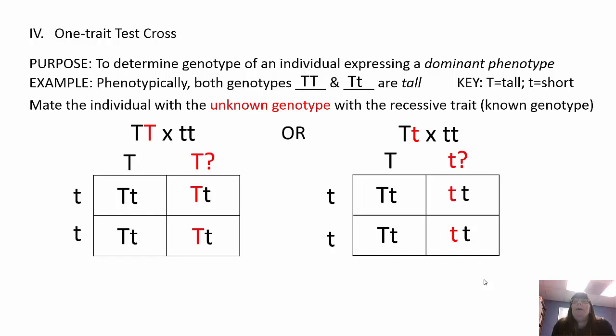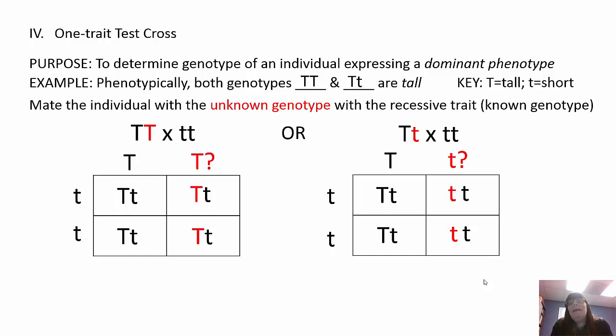So in order to determine the genotype of that dominant phenotype, you mate the individual with the unknown genotype with the recessive trait. You mate the tall individual, big T, big T or big T, little t, with a short recessive individual. And then you look at the offspring. So if you mate the dominant phenotype with the recessive, and you come up with all tall offspring, that means the dominant phenotype has to be big T, because that's the only thing he can contribute is the big T. The only thing the recessive can contribute is the little t. So if they all come up tall, you have a homozygous dominant phenotype.